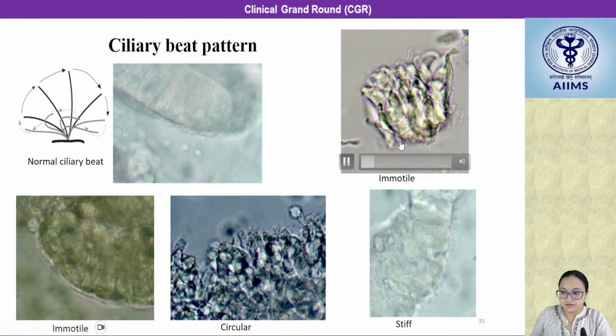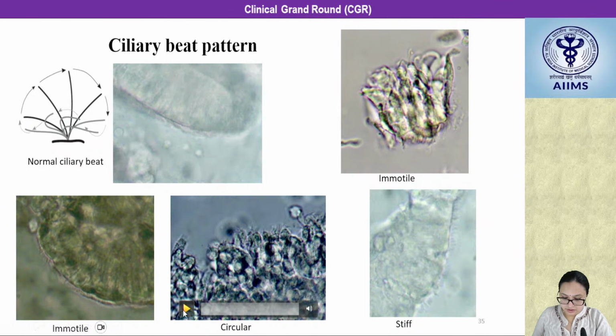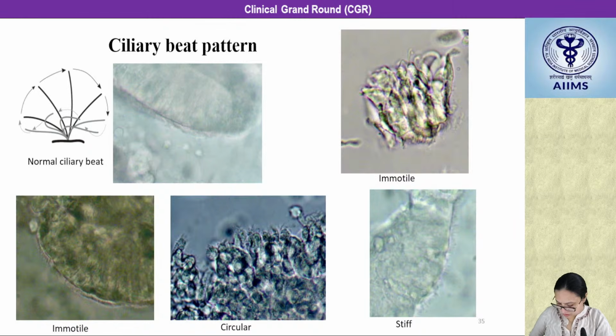Here we can see that the cilia are not moving at all on this edge. Again, no movement on the entire edge. Here we can see that the cilia are moving in a somewhat circular fashion. So that is also dyskinesia. Here the cilia are beating, but they are beating stiffly. We do not see any terminal bending, and the strokes appear to be in a hurry. There is no proper forward or recovery stroke.